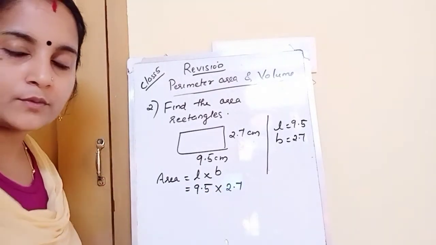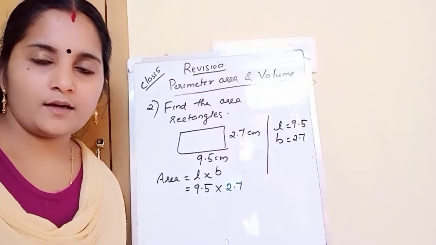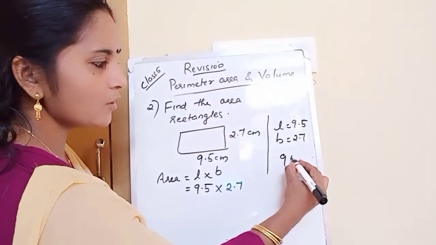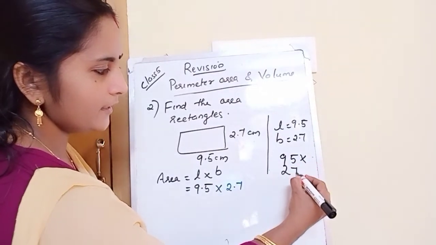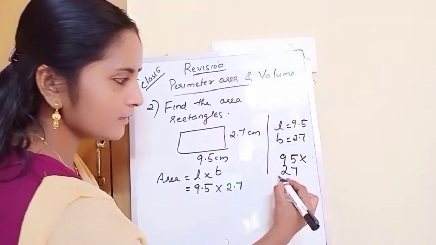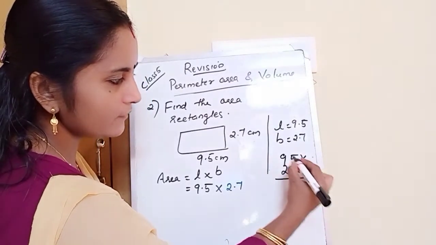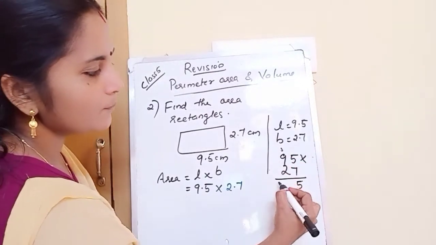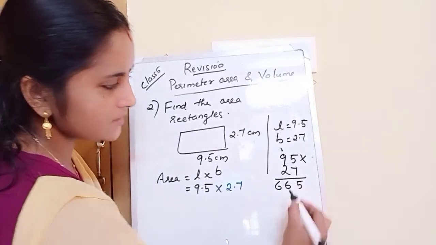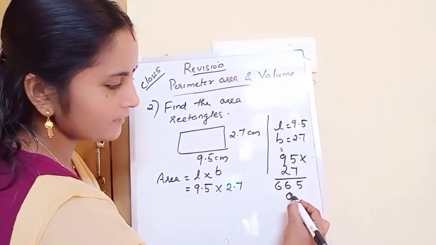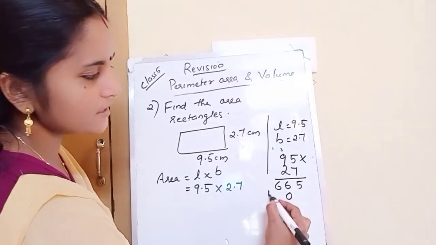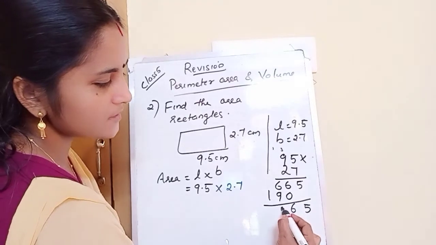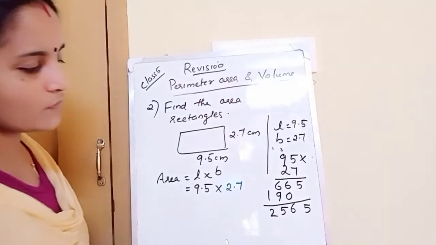How do you multiply two decimal numbers? Avoid the decimal point and multiply by considering it as normal numbers. 95 into 27. 7 5s are 35, carrying 3. 7 9s are 63, plus 3, 66. Then 2 5s are 10, carrying 1. Then 2 9s are 18, plus 1, 19. Add: 5, 6, 9 plus 6, 15, carrying 1. 1 plus 1 is 2.